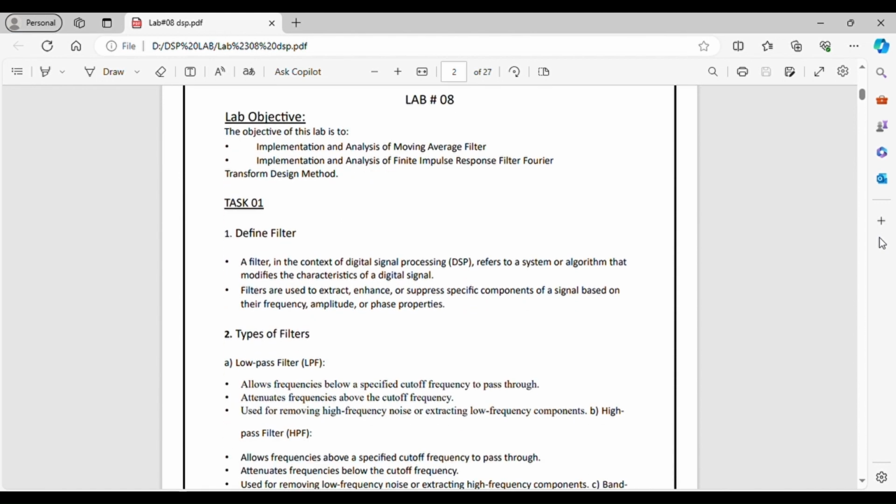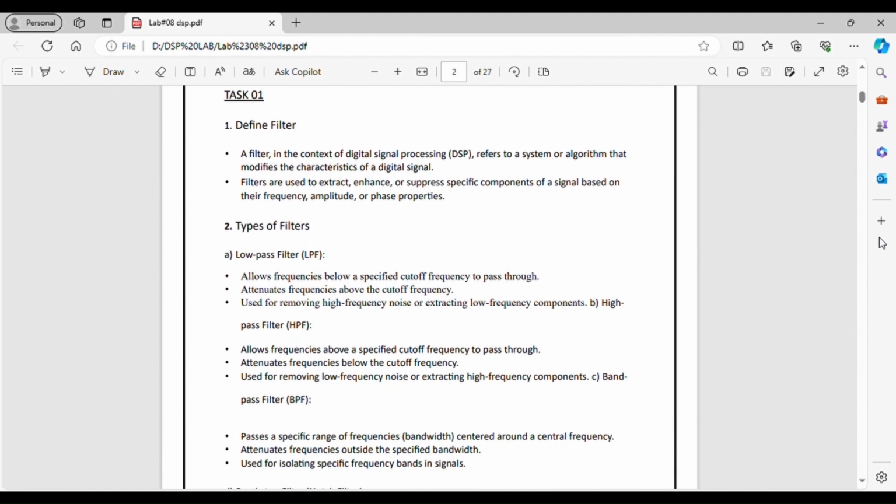In Task 1, define filter. A filter in the context of DSP refers to a system or algorithm that modifies the characteristics of a digital signal. Filters are used to extract, enhance or suppress specific components of a signal based on their frequency, amplitude or phase properties.